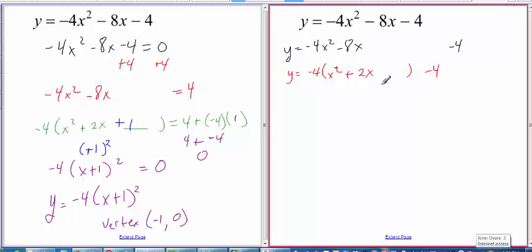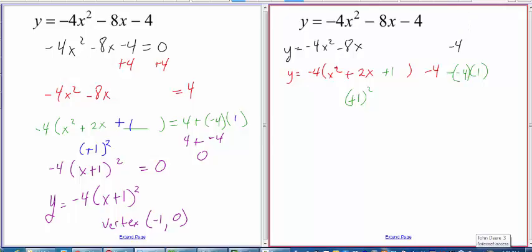Now, what we're going to do is add whatever we get here to make the perfect square trinomial. Well, half of 2 is positive 1, so we're going to square that. We're going to add 1. If we're going to add 1 over here, we're going to subtract 1. But that 1 is not just a 1 by itself. That is a negative 4 being put right there.